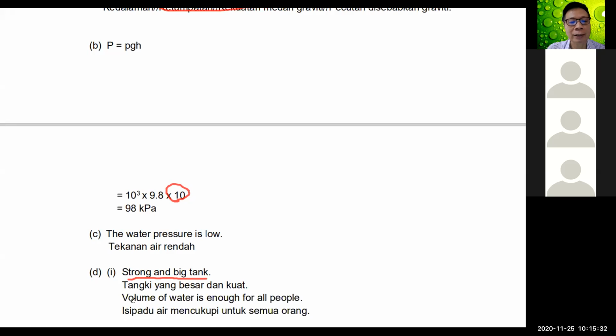The reason is the volume of water is enough for all people. Okay, use a strong and bigger tank. The tank must be stronger and then must be bigger lah, because you need to make sure everybody gets the water ma. So you must have a bigger tank. The reason is because more water is enough for everybody. Okay, so that's our suggestion and reason.